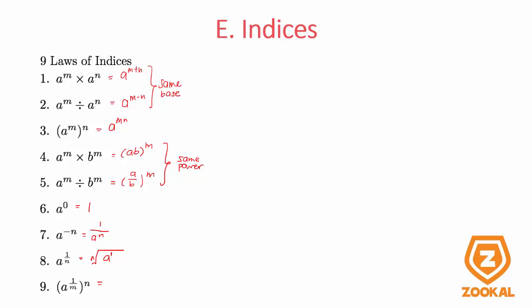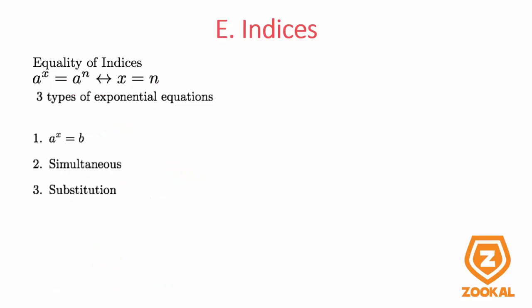So in this case, for law 9, we use law 3, and we see that this becomes that. And then we can apply law 8, take the mth root for a. And this is how you use the laws of indices. Another thing that you will need for exponential equations is the equality of indices. If you have two indices that have the same base and they are equal, you can assume that the powers are the same.